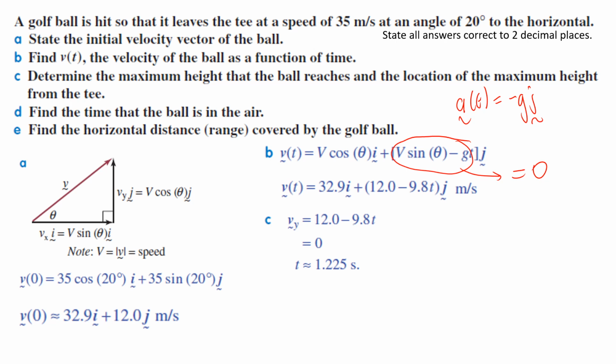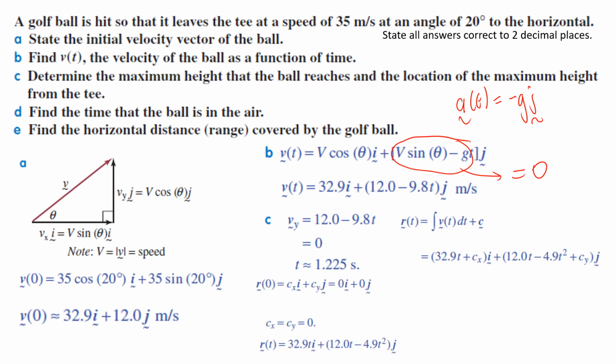So it's taken 1.225 seconds. We then plug that in to determine the maximum height it reaches. We obviously need to anti-derive our velocity vector function to come out with our position vector function. There it is, as you can see before you.